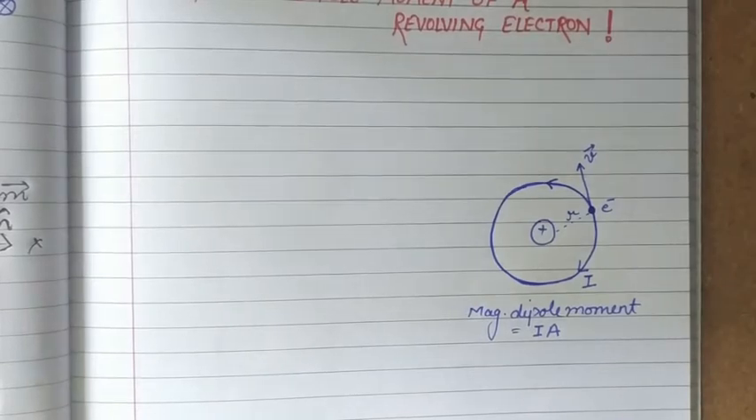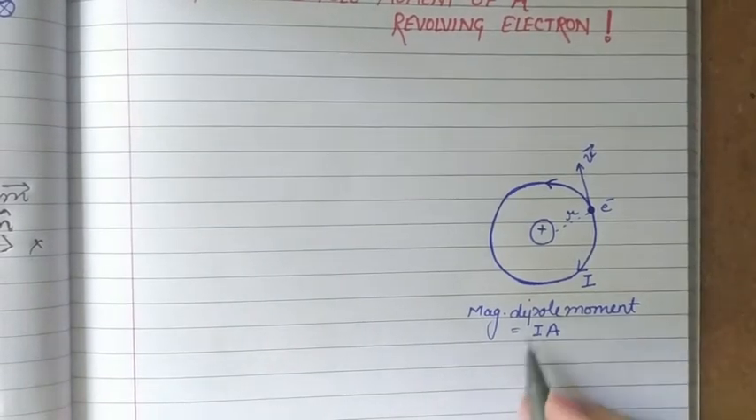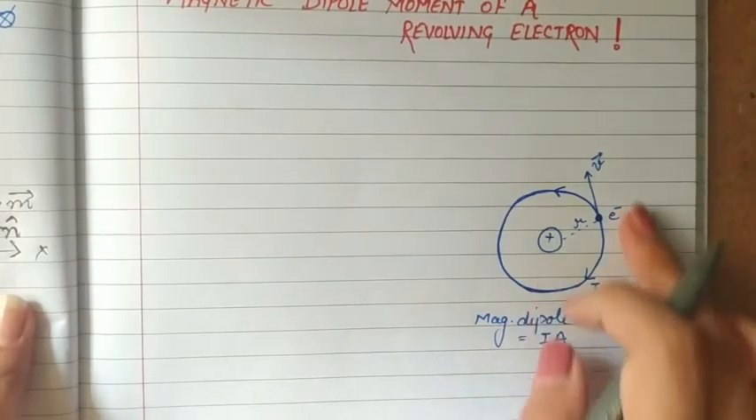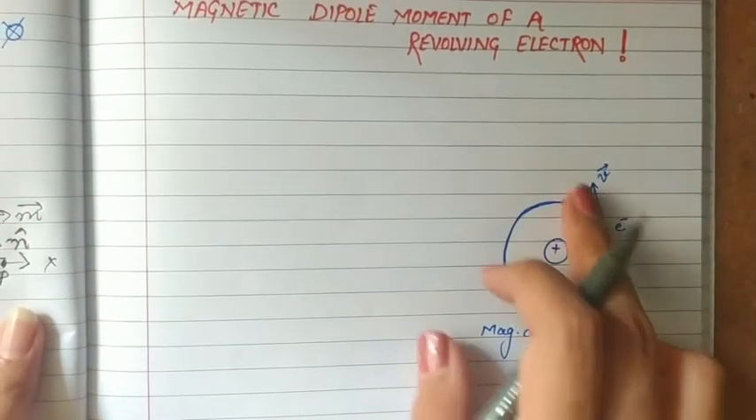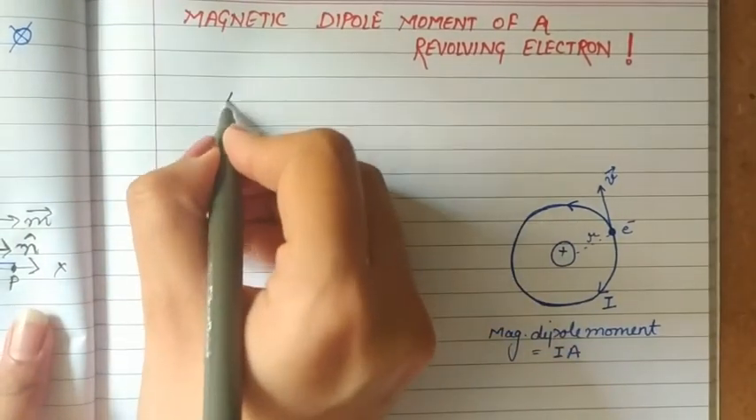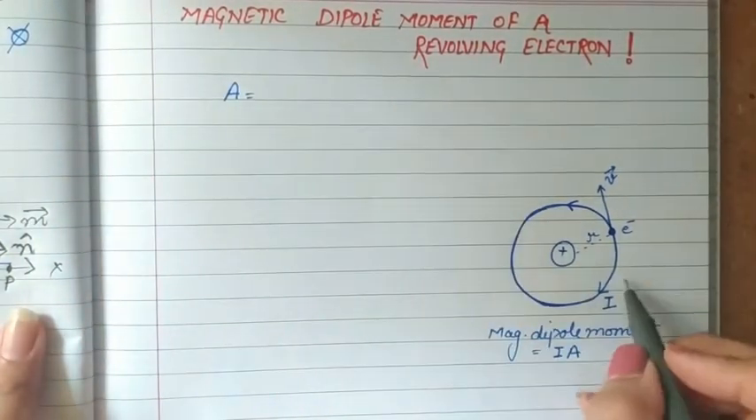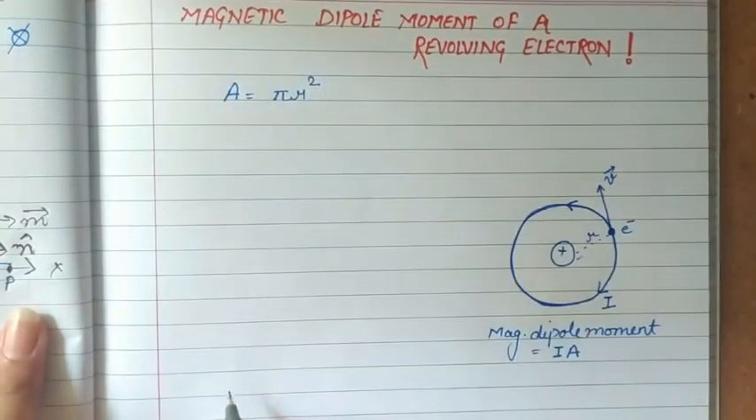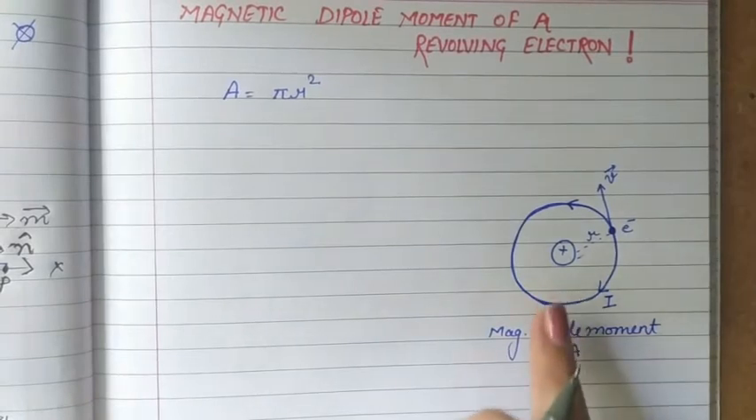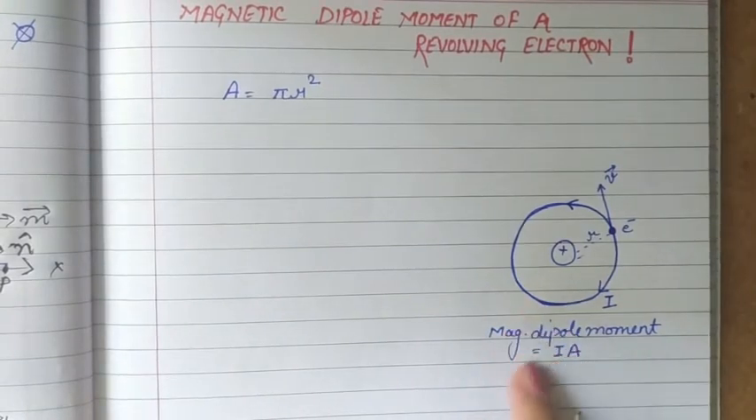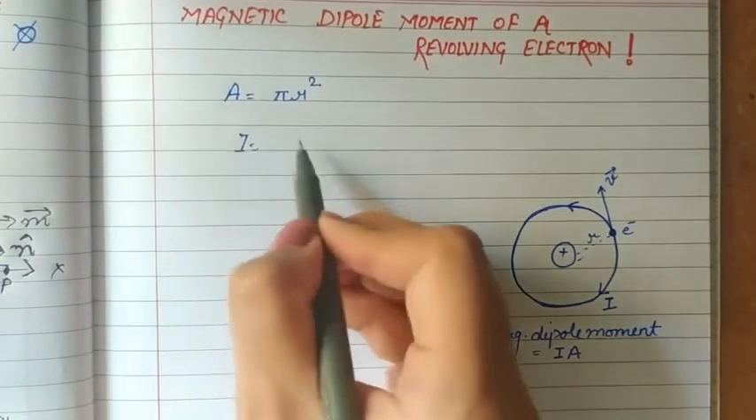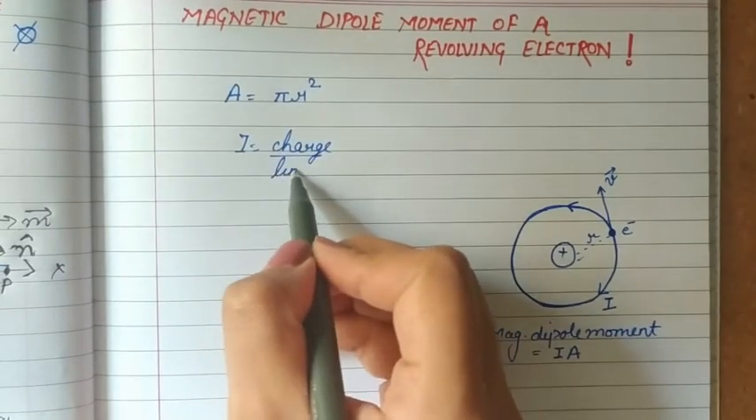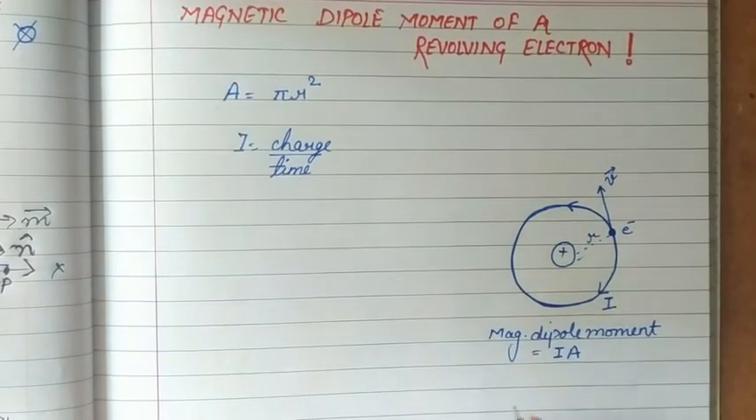Now if we want to find the value for this magnetic dipole moment, then we have to know the current and the area. So area of this loop in which electron is revolving, we can write that area as the area of a circle of radius r. So area A will be pi r square, and if we talk about current, we know that current is given as charge per unit time. Current is equal to charge upon time.